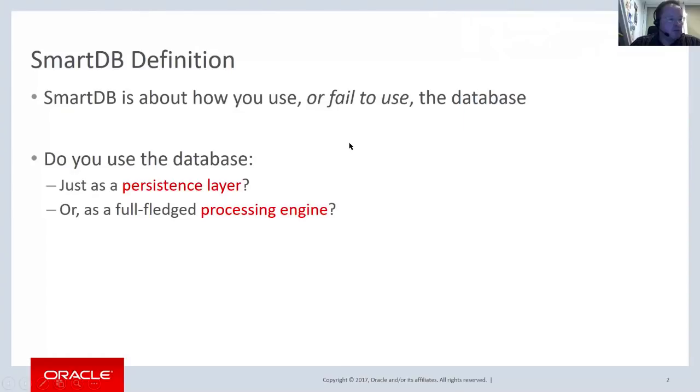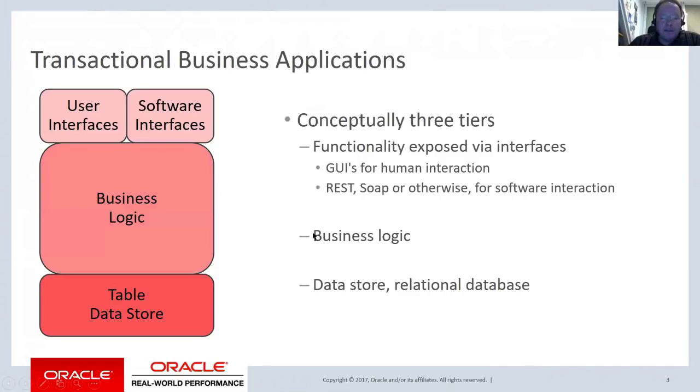Now, for those who are not yet aware of this, SmartDB is about how you use or fail to use the database. And there's basically two very big opposite ways of using the database. You can use it as just a persistence layer, where you just use it to store rows in tables, or you can use it as a full-fledged processing engine. And by that we mean that it's all about where you put the business logic. Now, I explained in detail what we mean by business logic last week, so I'm not going to do that again this week.